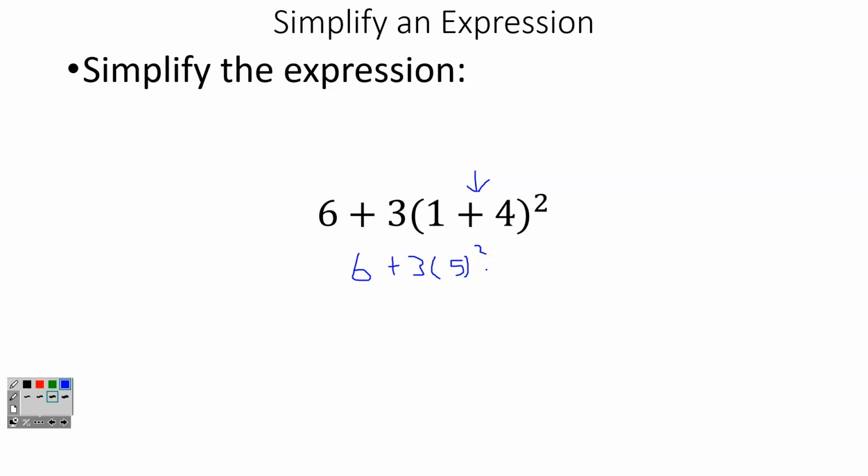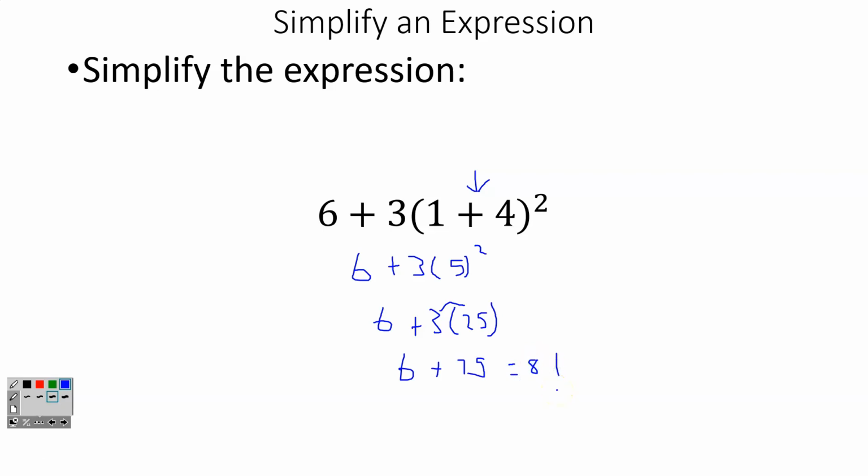So now the next step is exponents. PE, E stands for exponents. We need to do something with that exponent. So 5 squared. So now we have our 6 still, plus our 3, and 5 squared is 25. So now let's go ahead and get rid of those parentheses by doing rainbow. So that's going to give us 6 plus 3 times 25 is 75. And 6 plus 75 gives me an answer of 81.